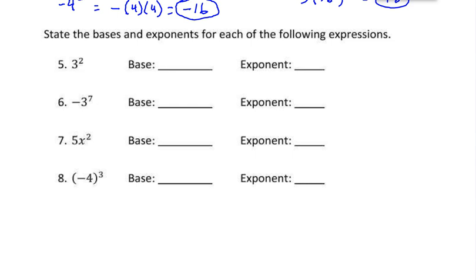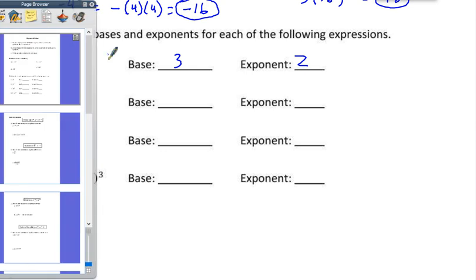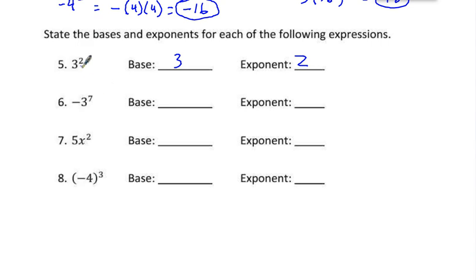5 through 8 also review. I would like you to label the base and the exponent in each of these. Go ahead and pause the video and try these out. Once you believe you have the answer, go ahead, push play, and check to see if you got that correct. The base is the 3, the exponent 2. In the power that we're looking at here, 3 squared. 3 squared is the power with a base of 3 and an exponent 2.